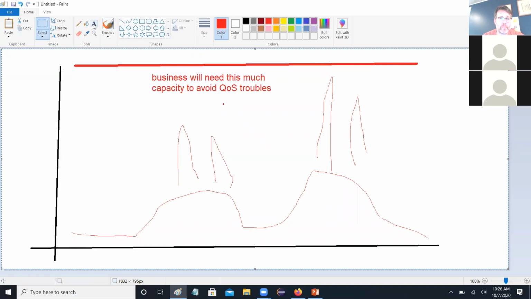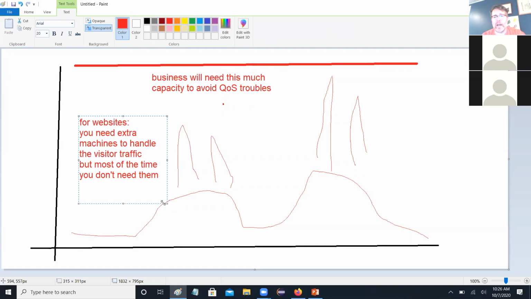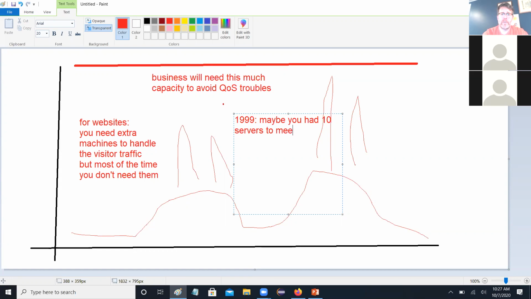What it means is that, like for websites, you need extra machines to handle the visitor traffic. Okay? And most of the time you don't need them. Now, in 1996, right, let's say 1999, maybe you had 10 servers to meet peak demand, okay? But most days you only needed 2.